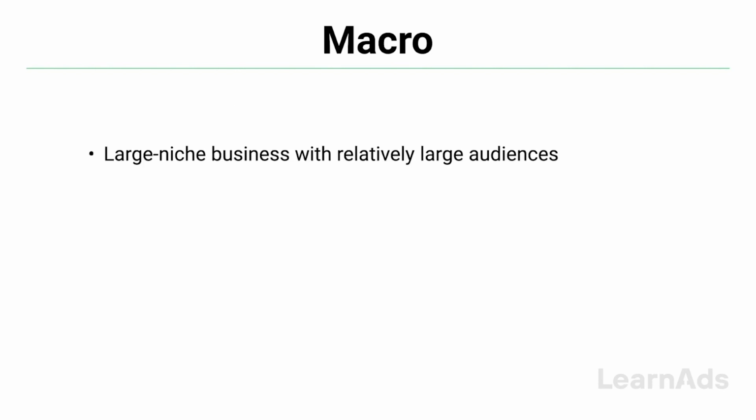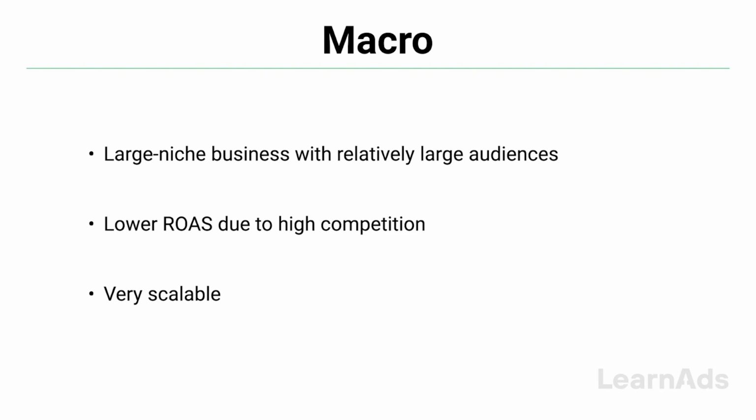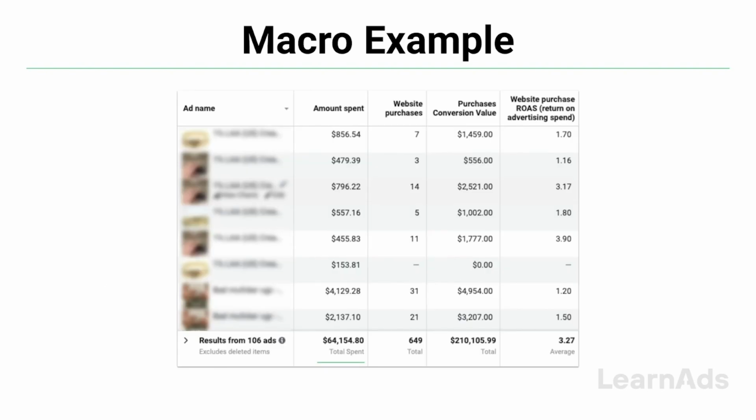So moving on to macro, these are generally large niche businesses with relatively large audience sizes. They have lower ROAS due to the high competition because they're running to very large audiences, very broad product audiences. But that being said, they are very, very scalable because these audiences are large in their size. So here's an example of a macro advertiser.